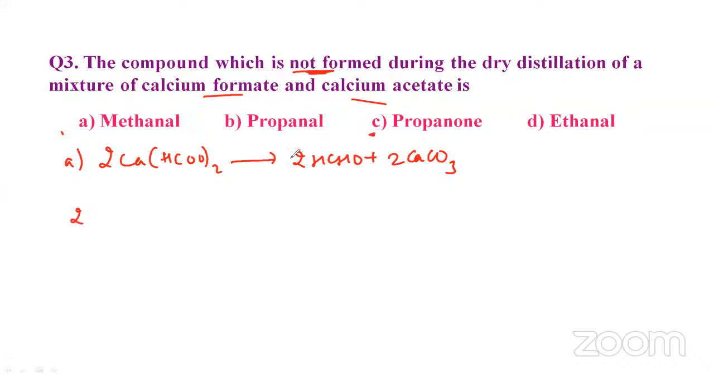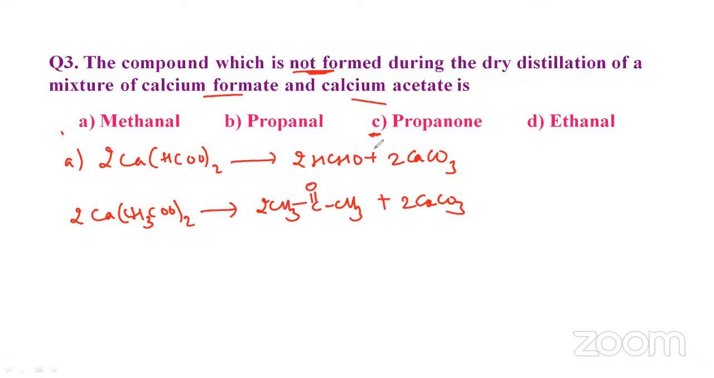Okay, we'll see this. 2 Ca(CH3COO)2 giving you 2 CH3 C double bond O CH3, plus 2 CaCO3. So you get propanol also. So this is C. Then D, ethanol we had seen in the last question, right?